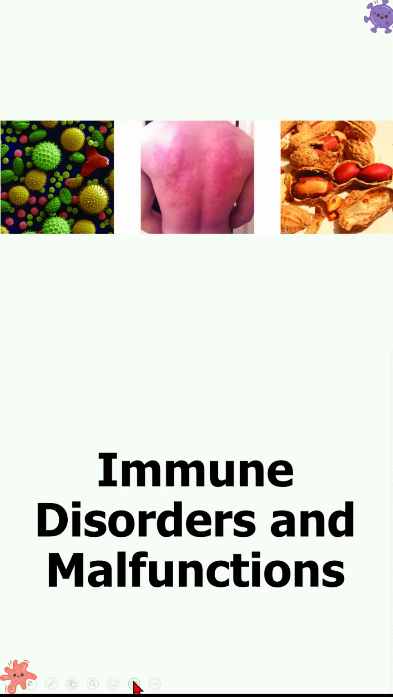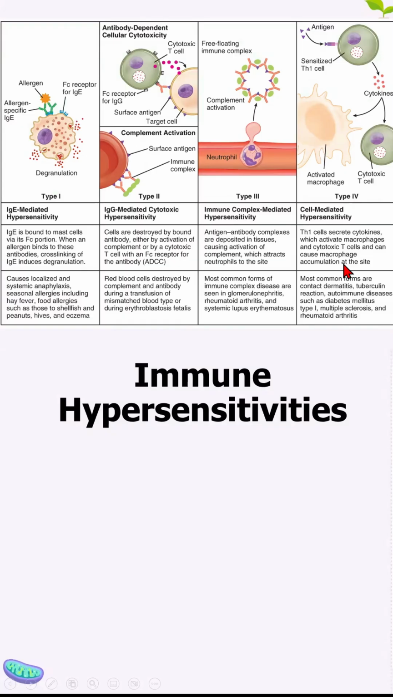Hello, in this video, we're going to wrap up the immune system by talking about immune disorders and malfunctions. As we saw in several videos, the immune system is extremely complicated. There's lots of moving parts, and as you can imagine, a lot of things can go wrong. And when things go wrong, that's how we get immune disorders and certain types of malfunctions.